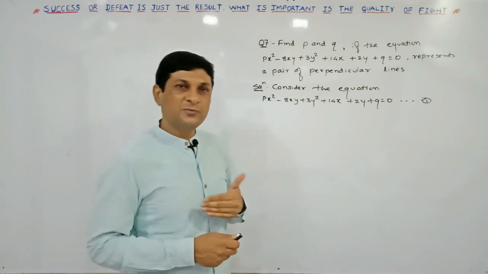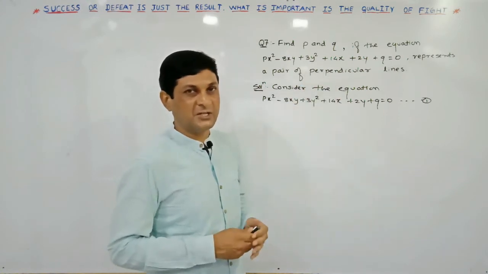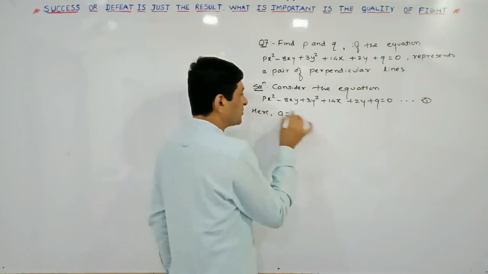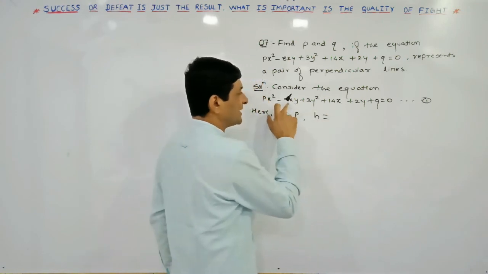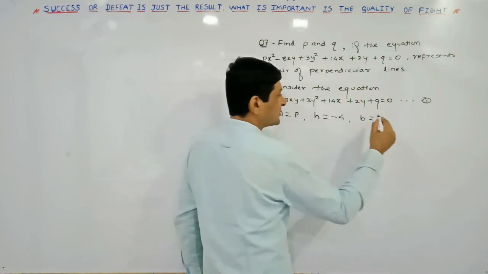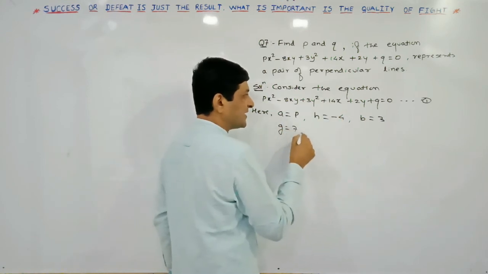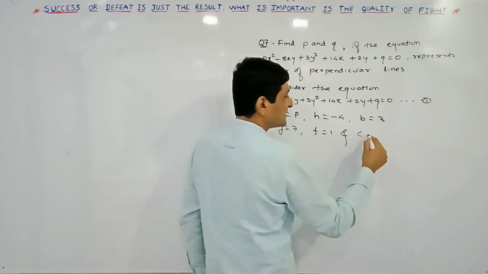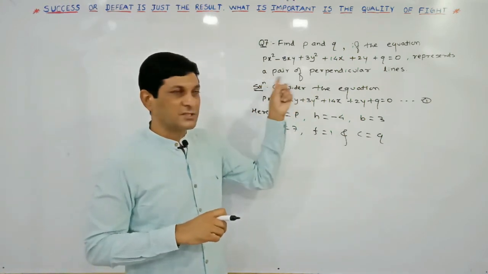From this equation we are finding the values of a, b, c and h, g, f, and later on we will use the given condition. Here we can observe that a, the coefficient of x square, is equal to p. 2h is equal to minus 8, means h will be equal to minus 4. b, the coefficient of y square, is equal to 3. 2g is equal to 14, means g is equal to 7. 2f is equal to 2, means f is equal to 1. And lastly c will be equal to q. Once these values are known to us, then we use the given condition.